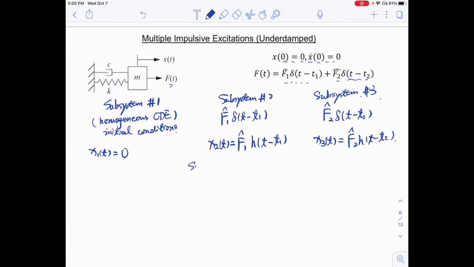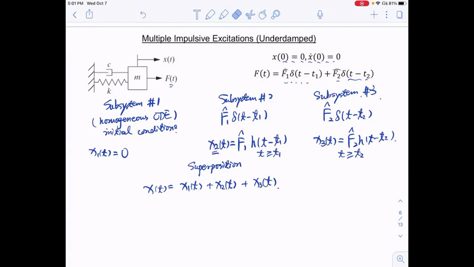And because your system is linear, you can use superposition. The total solution will be x1(t) plus x2(t) plus x3(t). But then you have to pay attention. So x2 only exists when time is greater than or equal to t1. x3 exists when time is greater than or equal to t2. Before that, your subsystem number 3 won't exist, so your response should be 0.